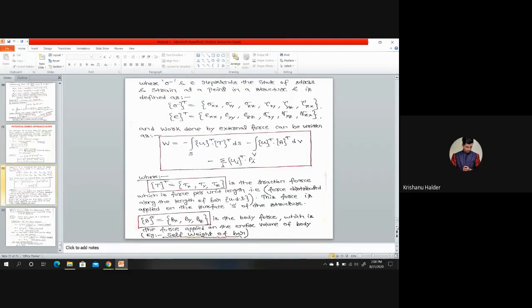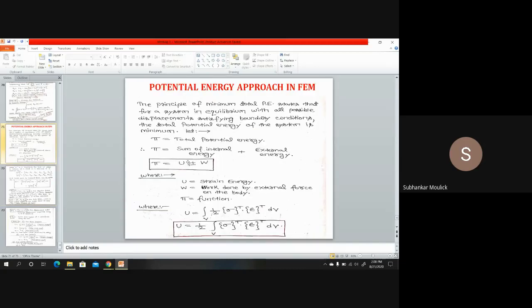No, sir. Okay, fine. So according to my problem, if my problem is 1D, accordingly we will select the value of sigma and the value of epsilon. If my problem is 2D, then I have to consider the 2D plane. If my problem is 3D, then I have to consider all the elements while finding the potential of the problem. Fine. So this was all about the strain energy.